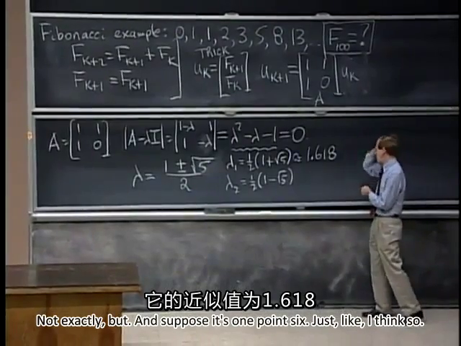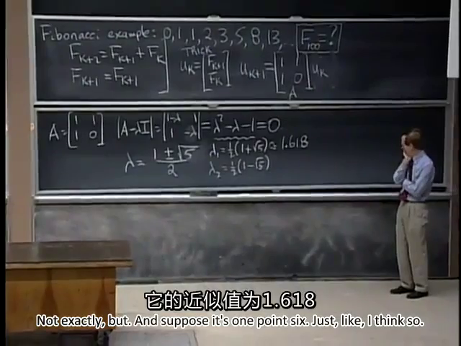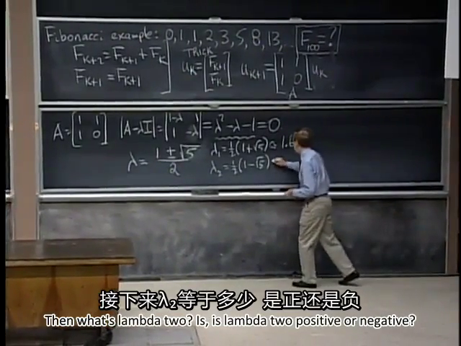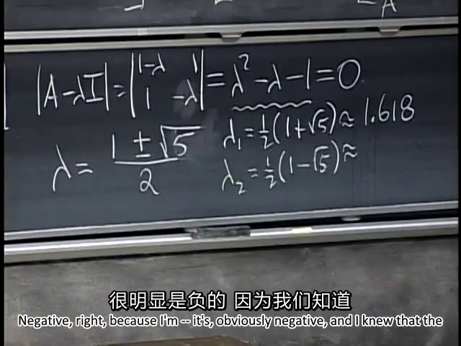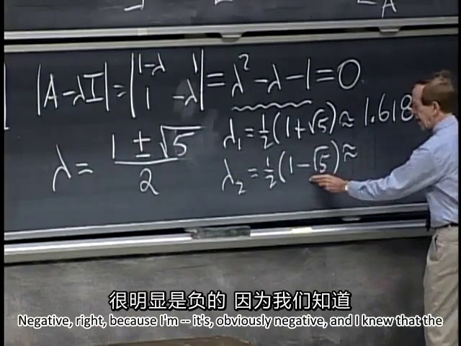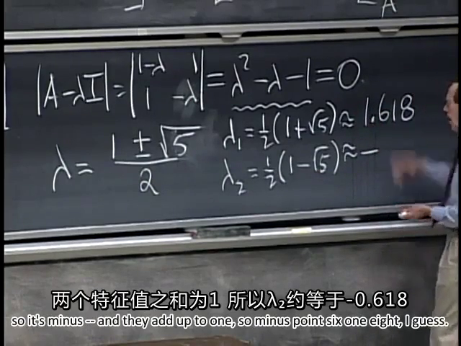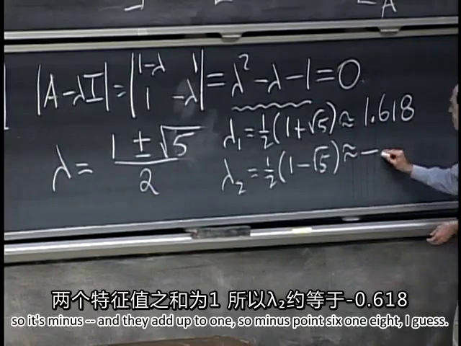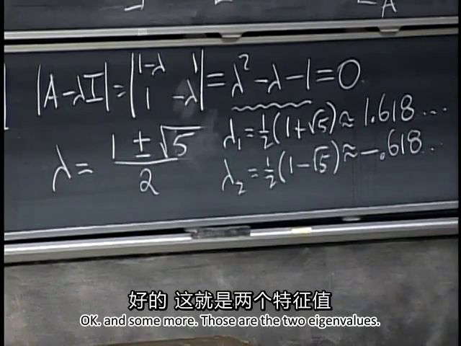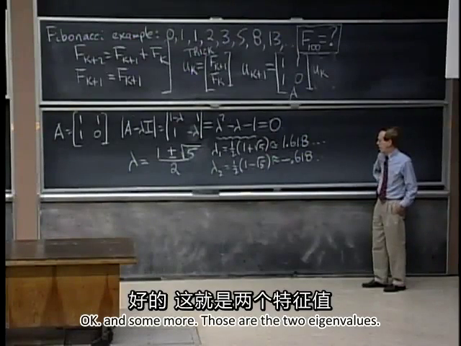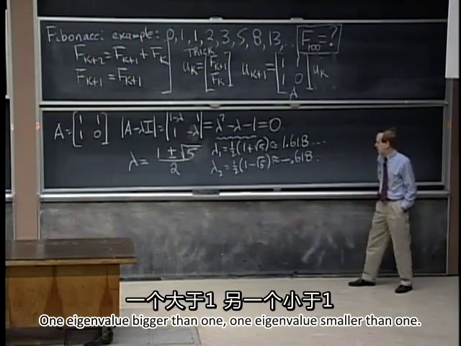And suppose it's 1.1. Then what's lambda 2? Is lambda 2 positive or negative? Negative, right? Because it's obviously negative, and they add up to 1, so minus 0.618, I guess. Those are the two eigenvalues: one eigenvalue bigger than 1, one eigenvalue smaller than 1.